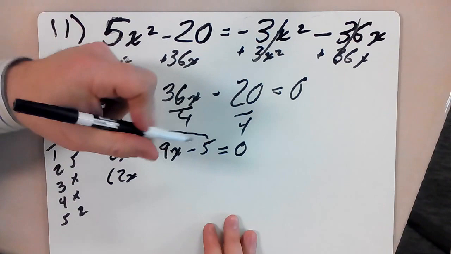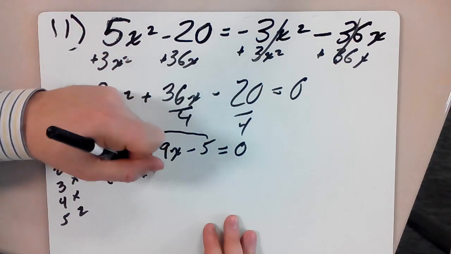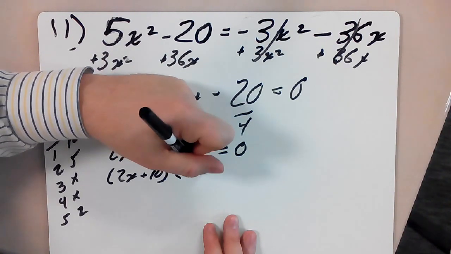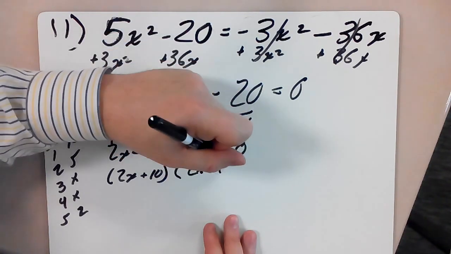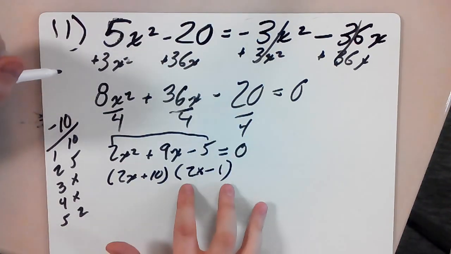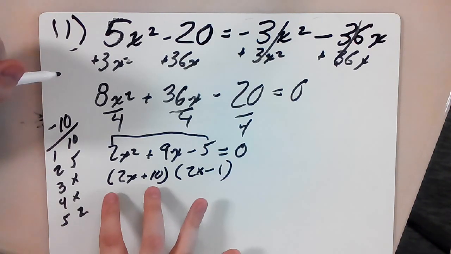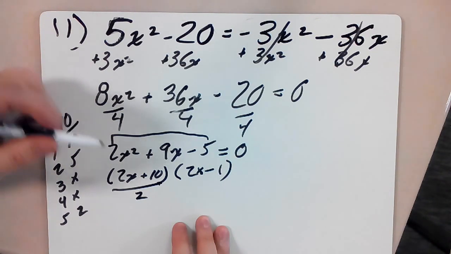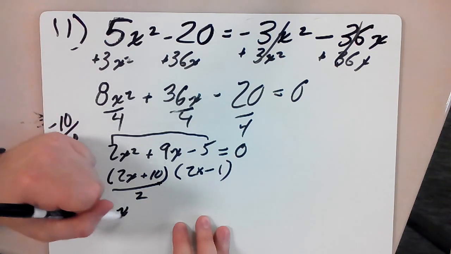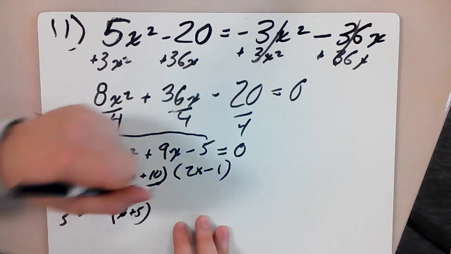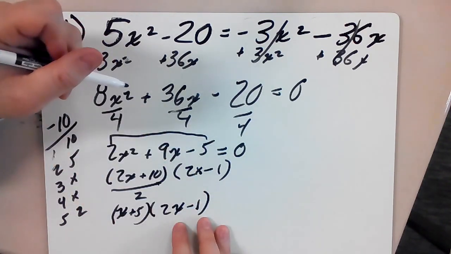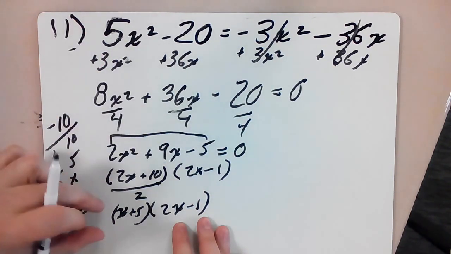So I have 2x plus 10, then 2x minus 1. I can't pull a 2 out of here, but I can pull a 2 out of there. So I'm going to do that. I got 2, okay? So now I have x plus 5, then 2x minus 1. All right, that's factored.